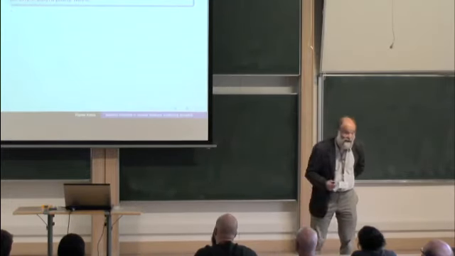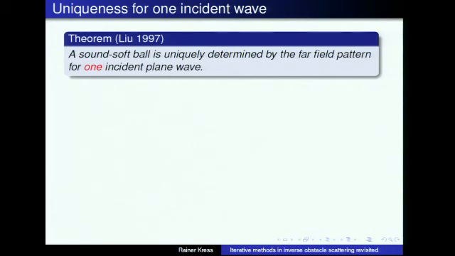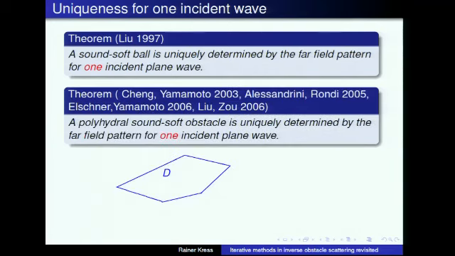We can have other geometric assumptions. For example, if we a priori know that the obstacle is a ball, then it's also possible to show that one incident field is sufficient. And since about 2003, a whole industry started by proving uniqueness results for polyhedral scatterers.